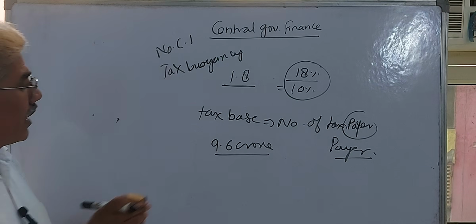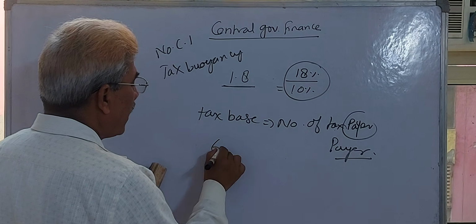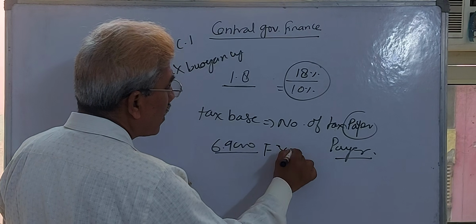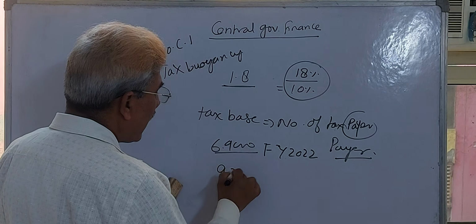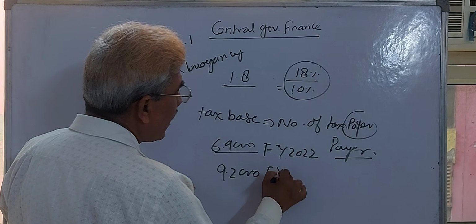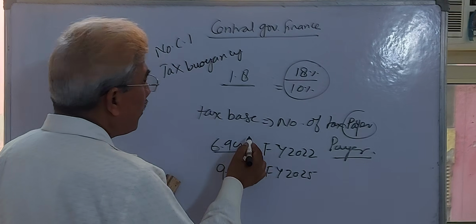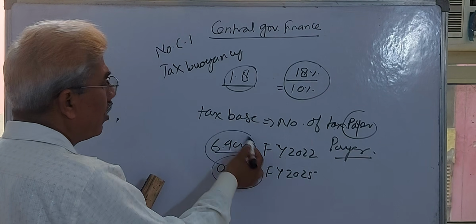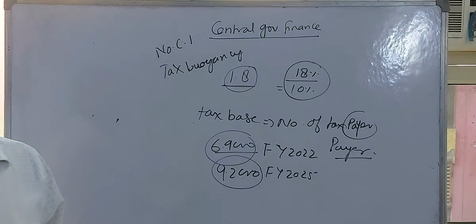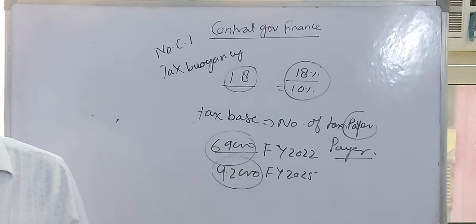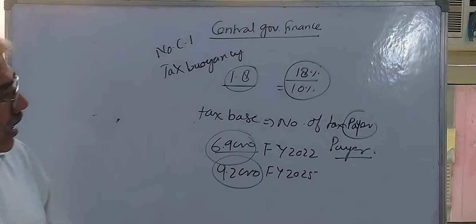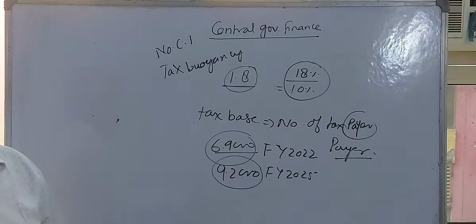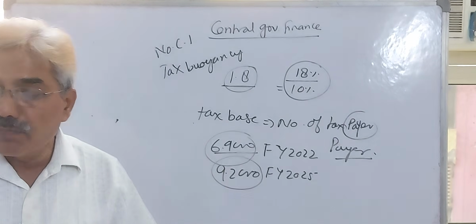Oh, 6.9 crore. That is wrong. 6.9 crore during financial year 2022, and it reached up to 9.2 crore in financial year 2025. Means this tax buoyancy as well as the increasing tax base of non-corporate tax both are responsible for huge tax collection that increased from 2.4% of GDP to 3.7% of GDP after the COVID problem.